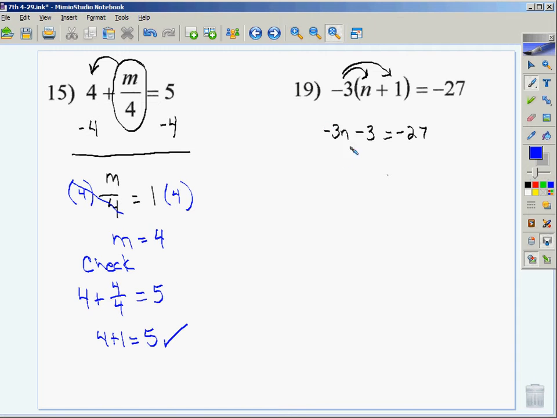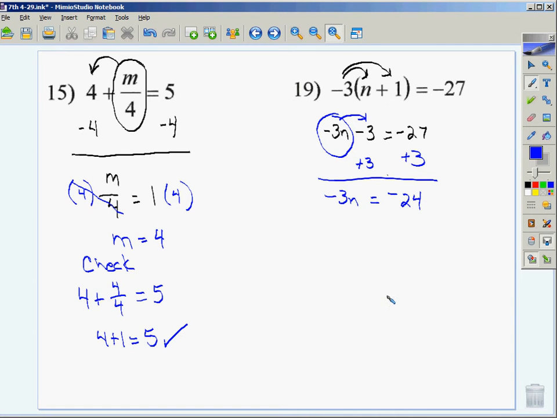If I'm trying to get the variable by itself, how do I undo subtracting 3? Remember those integers we worked with earlier this year that we took a mastery test on? What's the rule about this negative 27 and the positive 3? How do I determine the sign? That's the first thing I want to do. The biggest number. So my sign is going to be negative. When they have different signs, do I add them or subtract them? So this is going to be a negative 24.